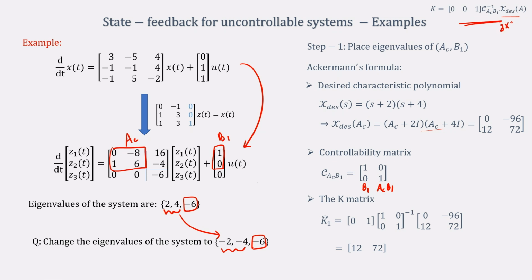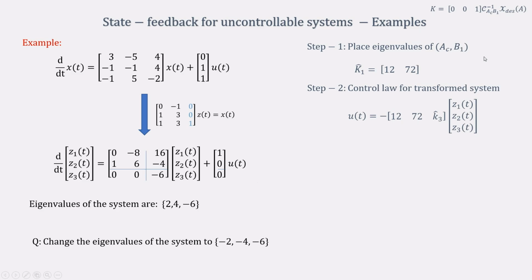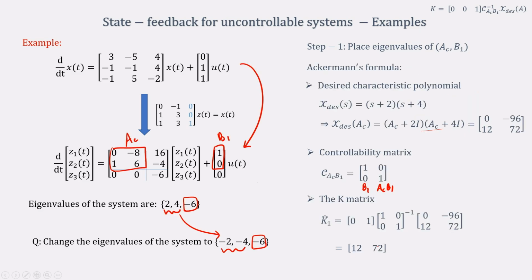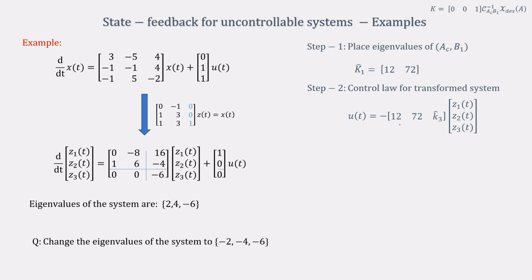Remember, this formula was for the n equal to 3 case. If you have the n equal to 2 case, then this will get replaced by 0 1 here. Now, once you have K1 hat, we can write down the control law.